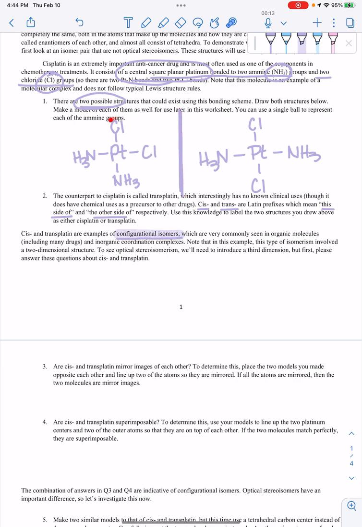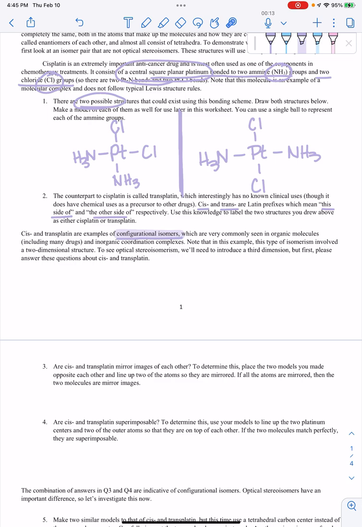So the top atom on the left is a chlorine, and on the right, it's also a chlorine. So that's a pretty good start. We have platinum in the middle on both sides. And then the furthest group away from the mirror plane is an amine group. And the same thing is on the right. So we have a pretty good start.